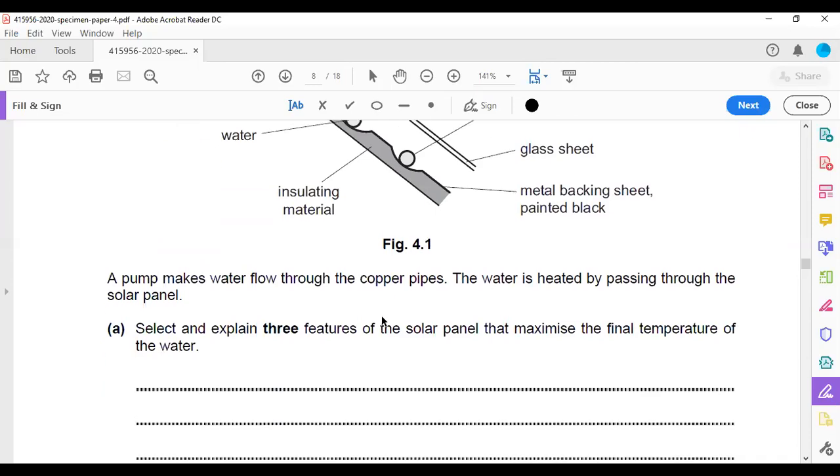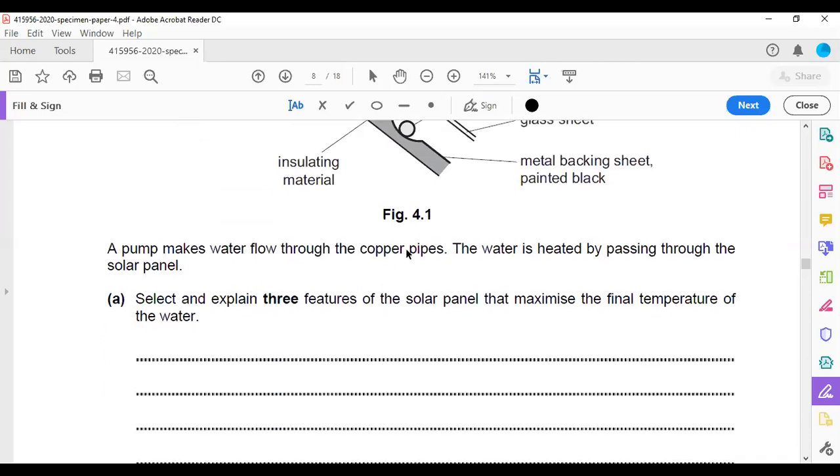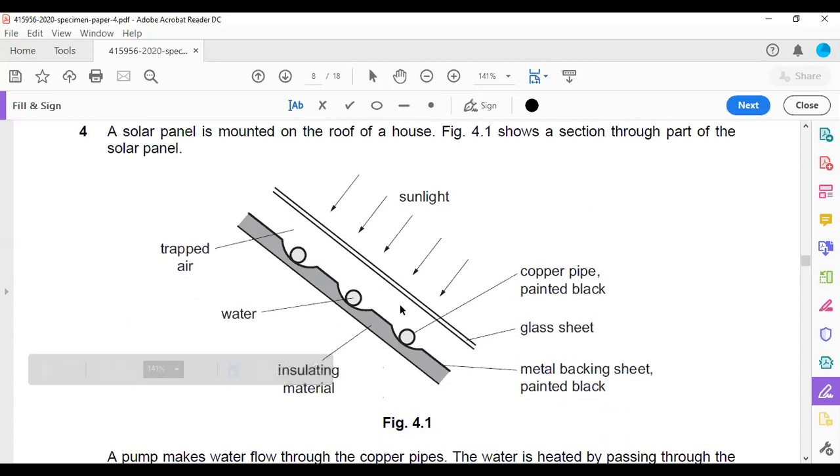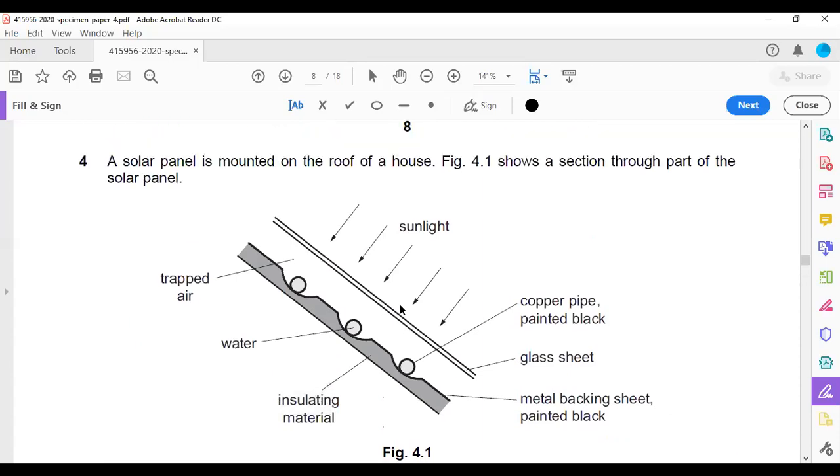They said the pump makes water flow through copper pipes. The water is heated by passing through the solar panel. A. Select and explain 3 features of the solar panel that maximize the final temperature of the water. What is the first thing we notice about the solar panel here? This solar panel is for heating, so it's a solar water heater, mounted at the top of a roof, where it heats water and pumps it to the house. So it has copper tubing, insulating material, and it is painted black. It has glass sheeting and trapped air.